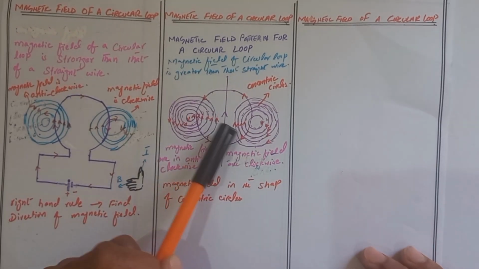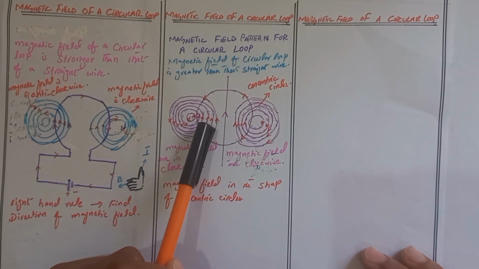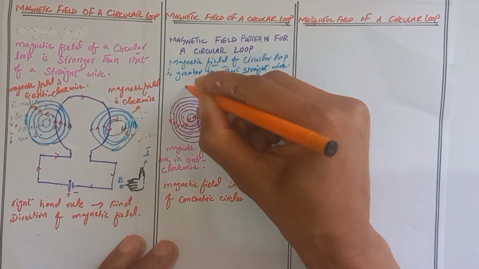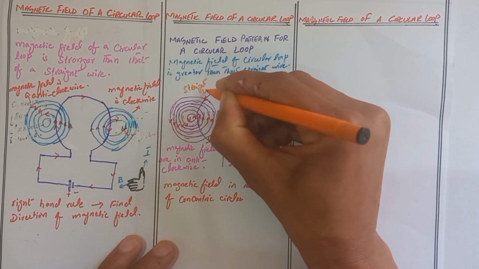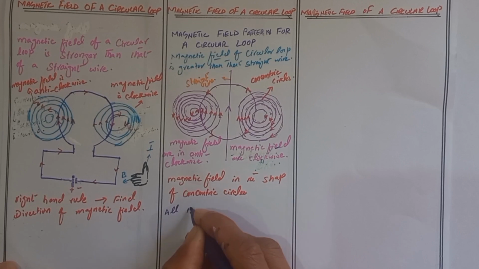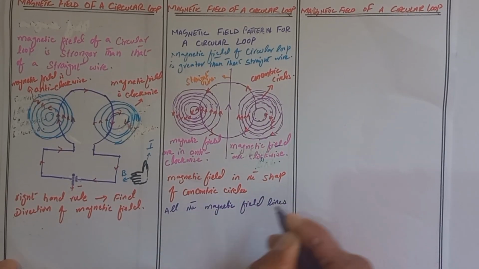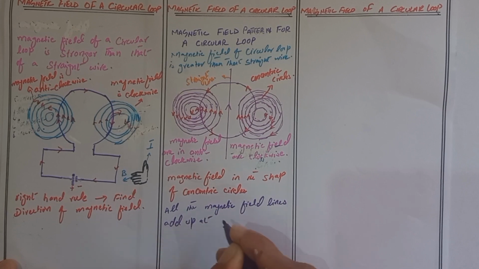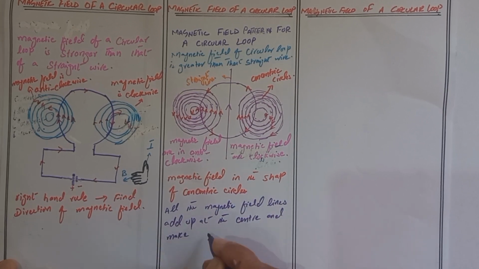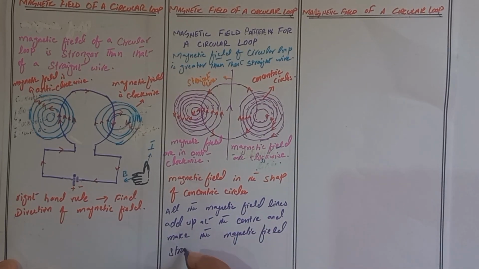Here the direction of the magnetic field is upward. Here also the direction of the magnetic field is upward. So all the magnetic field lines add up at the center and make the magnetic field stronger. At the center they give a straight line. So here we can write: all the magnetic field lines add up at the center and make the magnetic field stronger.